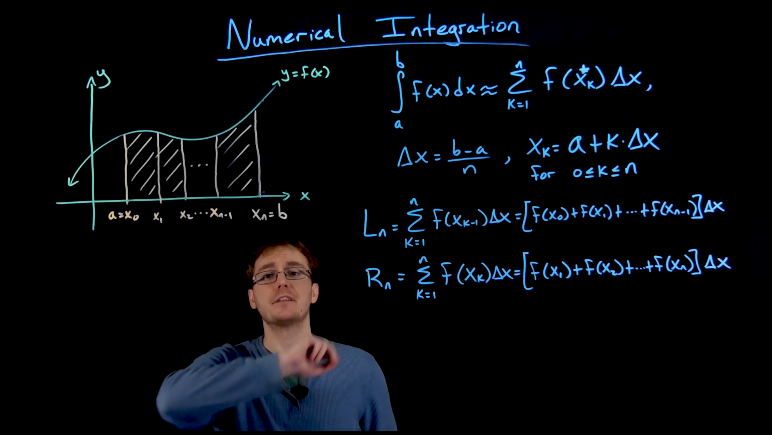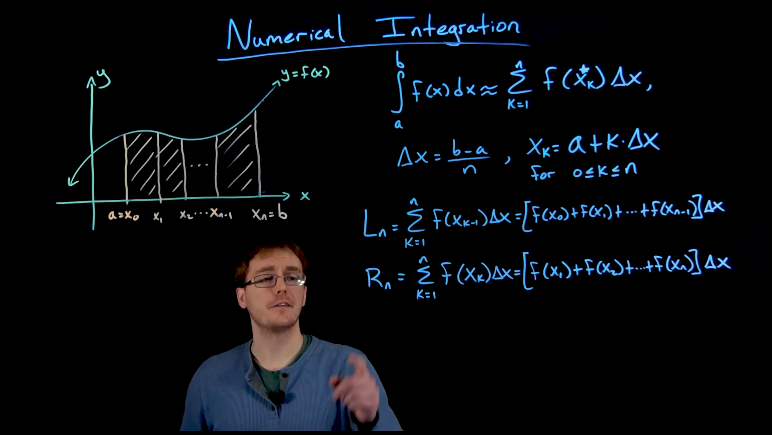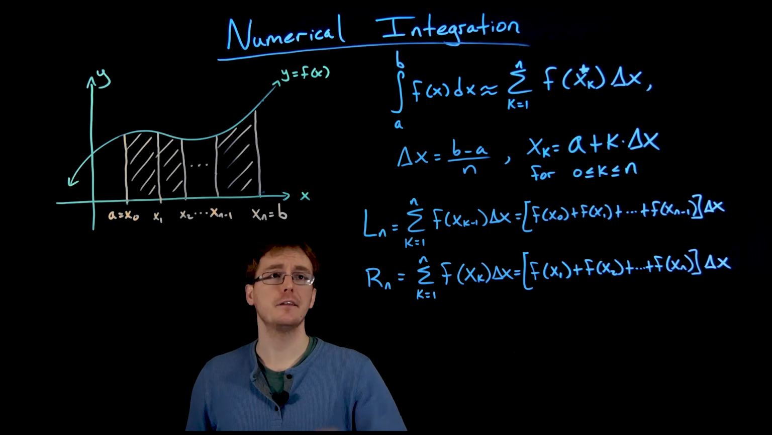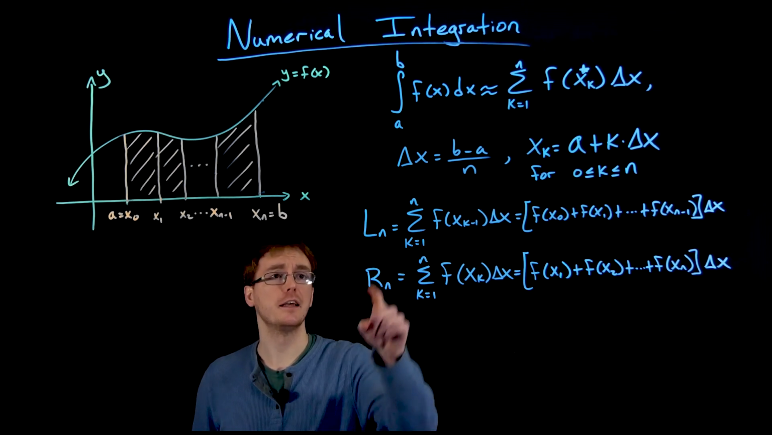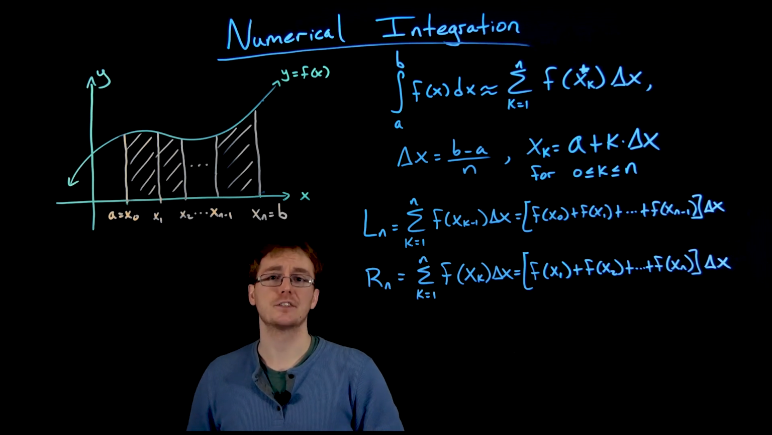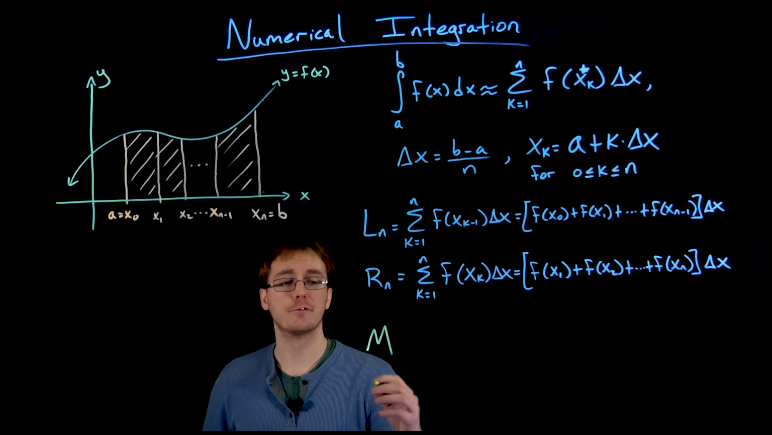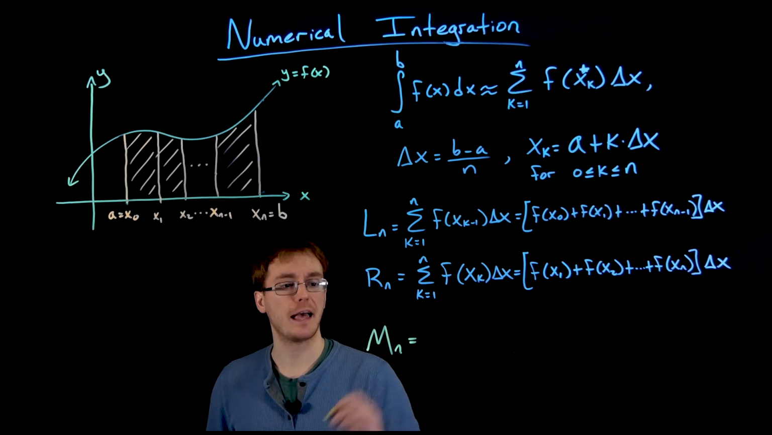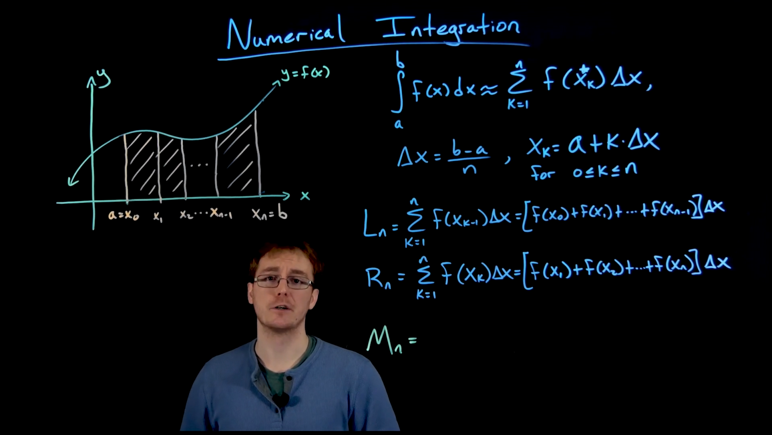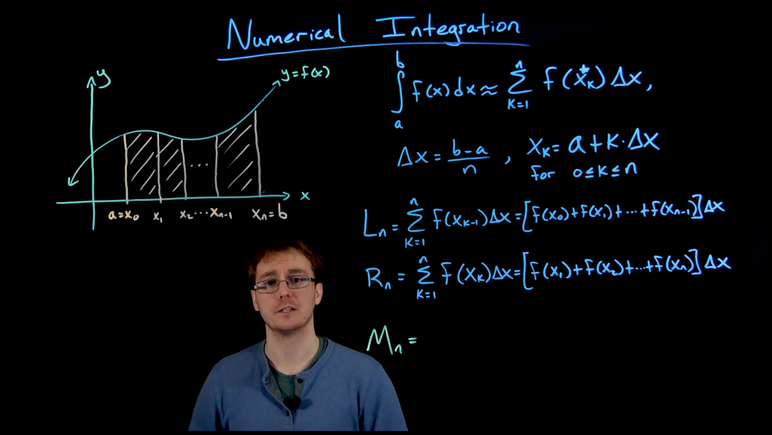We denoted the left endpoint rule with L sub n and the right endpoint rule with R sub n. The L and the R let us know we're using a left or right endpoint approximation, and the little subscript of n tells us how many subintervals or subrectangles are going to be used in this approximation. Well, for the midpoint rule, we're going to denote that with M for midpoint and another subscript of n, again telling us how many subintervals we are using in our approximation.